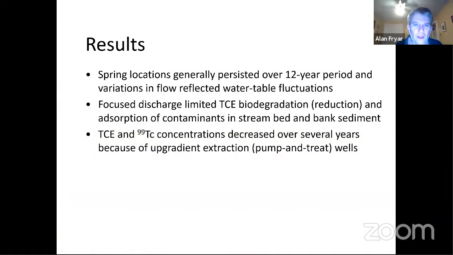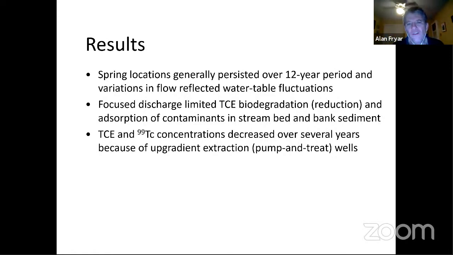And so we found, in a set of several different studies over about a 12-year period, that even though these springs were in sediment, they weren't in rock, they didn't really move around that much. Their locations tended to persist. Now, the flow varied, but the variation really was just a reflection of the water table going up and down seasonally.